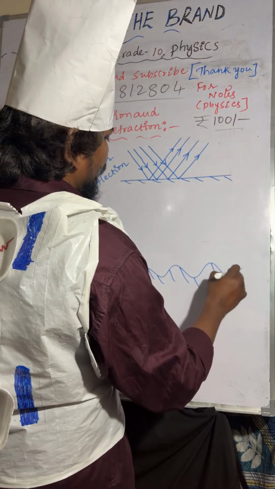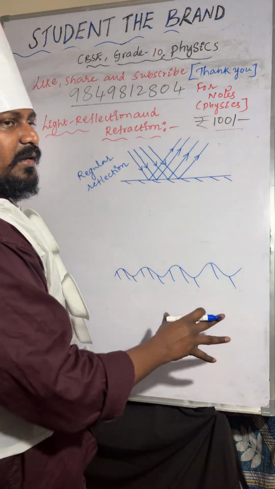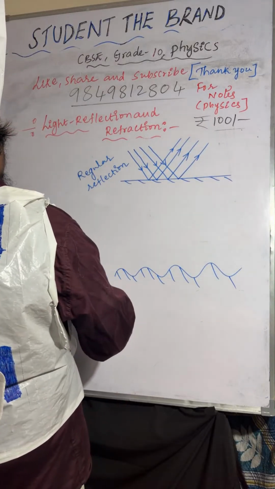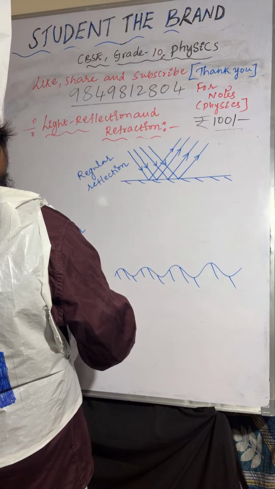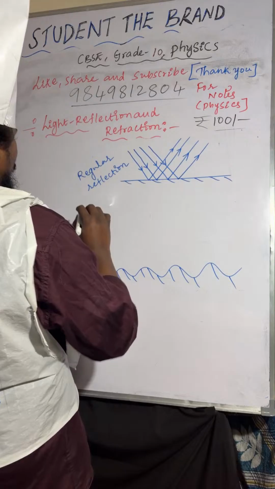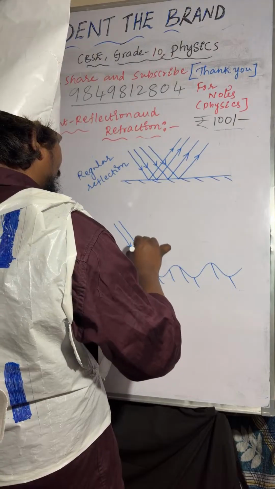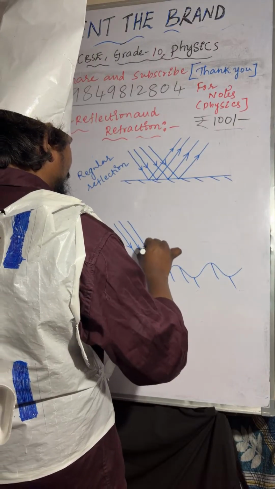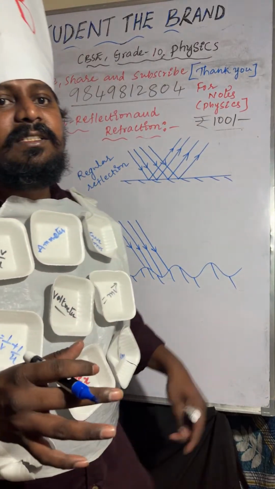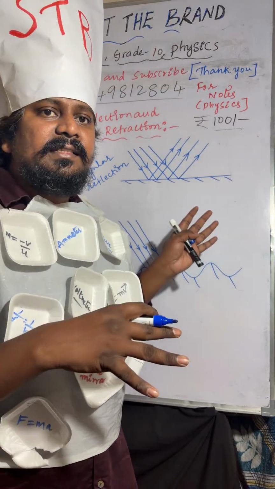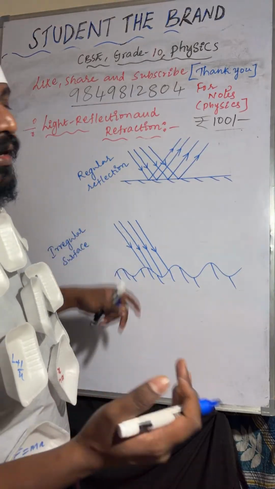Coming to irregular reflection, I am taking an irregular surface. The incident light rays are parallel, but the reflected light rays are not parallel to each other. This type of reflection is called irregular reflection.